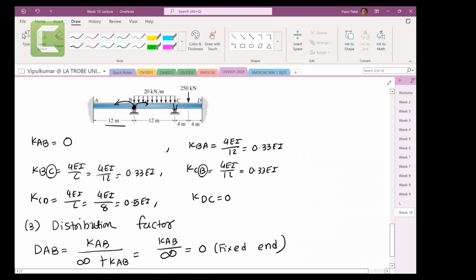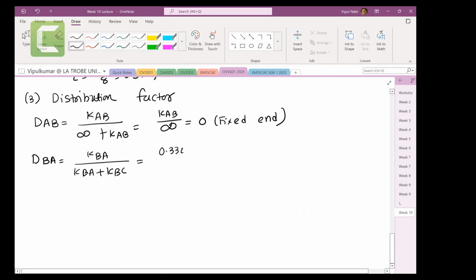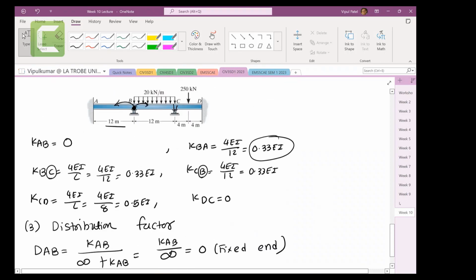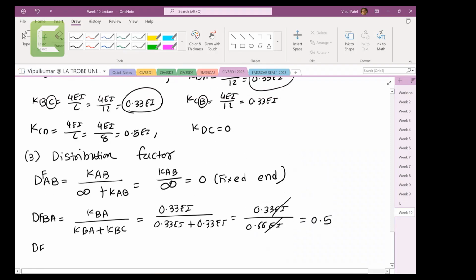Now stiffness of BA is 0.33EI, plus KBC, which is 0.33EI. So 0.33EI over 0.66EI. EI cancels, you get 0.5. Distribution factor of BA is done.